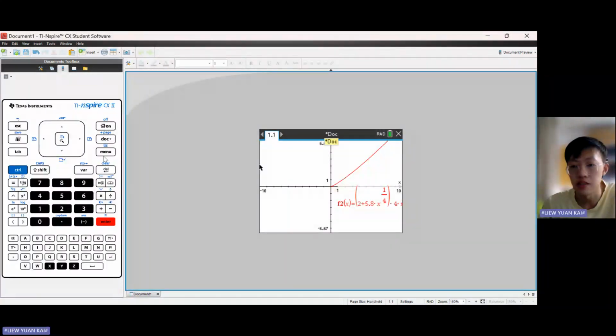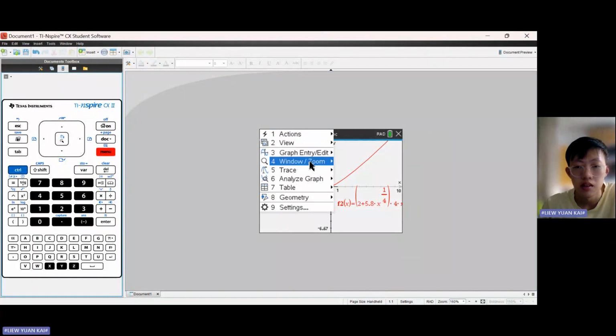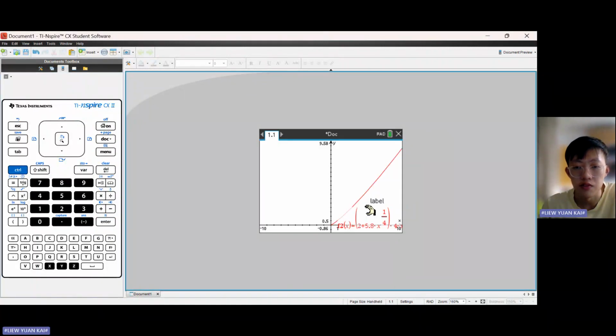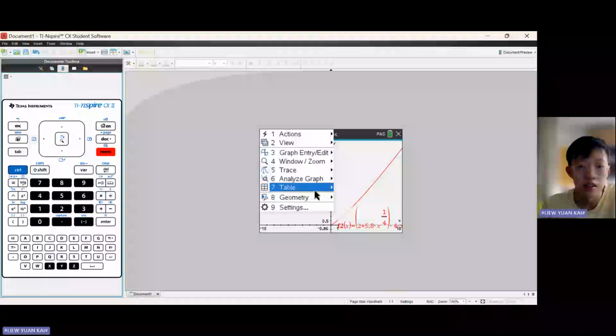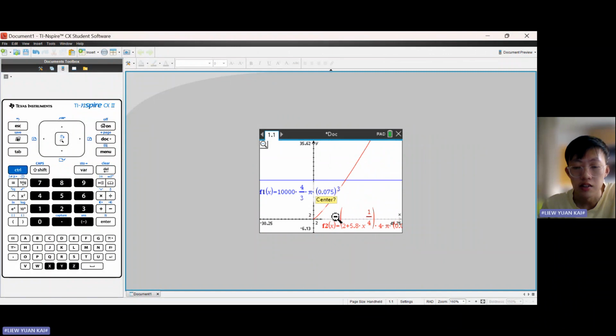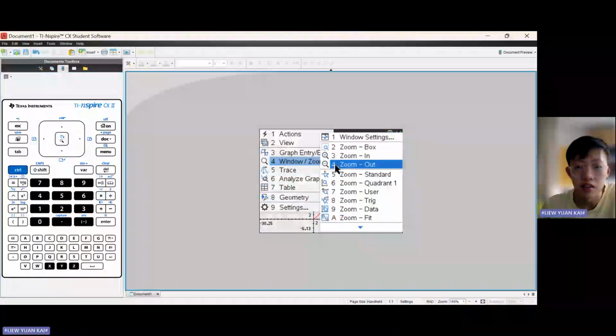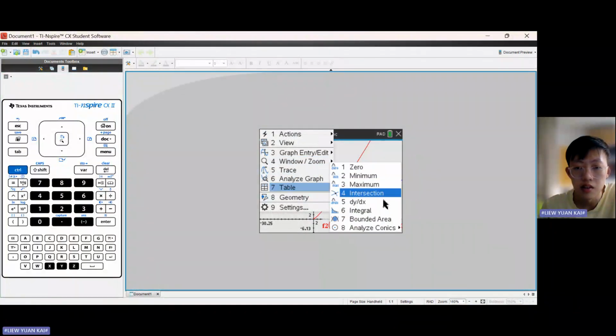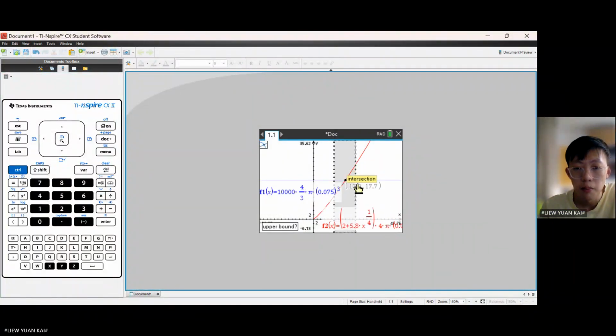Okay, so now we have to find the intersection between these two lines. So let's go ahead and fit the two curves. Okay, we still cannot see the other curve, so you zoom out. Okay, so we see the two curves. So what we're going to do is find the intersection between the two curves. So find the intersection here.